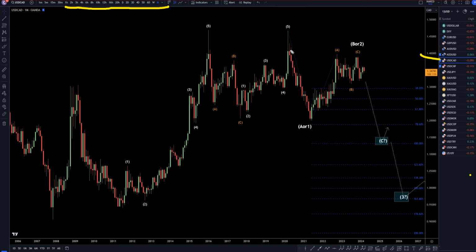So on the US dollar CAD, I still think this first move down is either an A or a 1. This is three waves up for either a B or a 2. I think it's more likely an A and a B, and I think this is more likely to turn into a downtrend, most likely for a wave C.